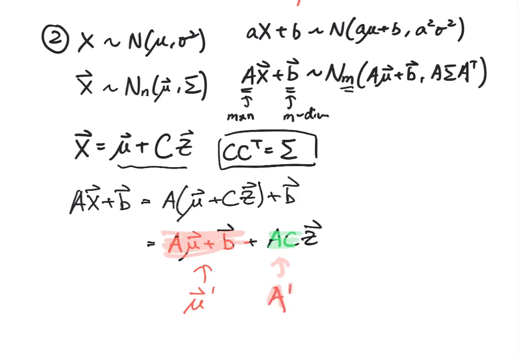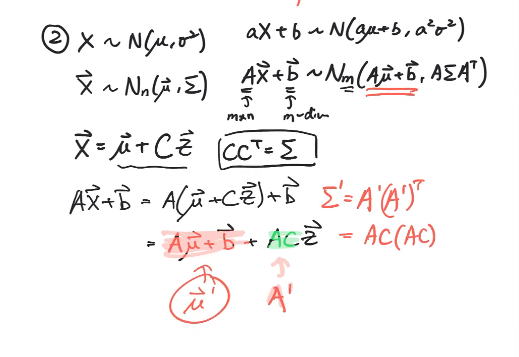Then actually, this AS plus C will follow the multivariate normal, right? And of course here the mean will be what? Aμ plus B, which is equal to that. And if we talk about the covariance, that will be what? The new covariance, let's call it sigma prime, will be equal to A prime times A prime transpose. So that will be equal to AC times AC transpose, and this CCT is equal to the sigma. So that's why you got that.